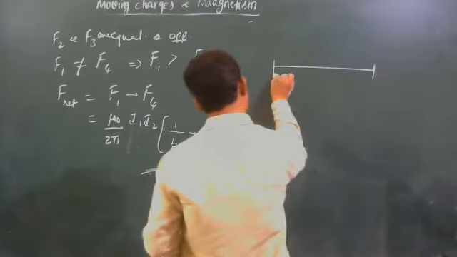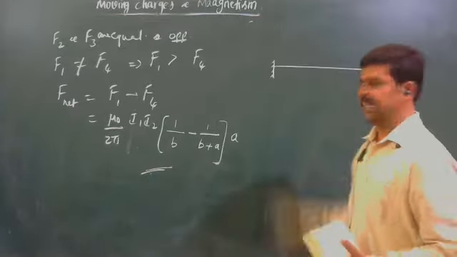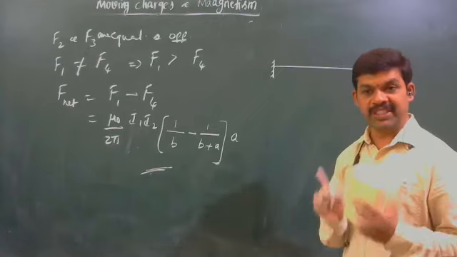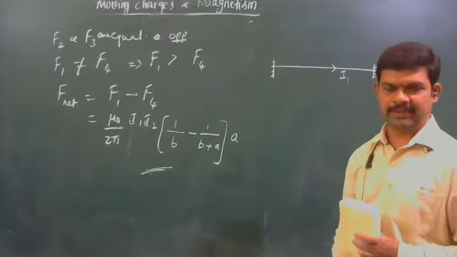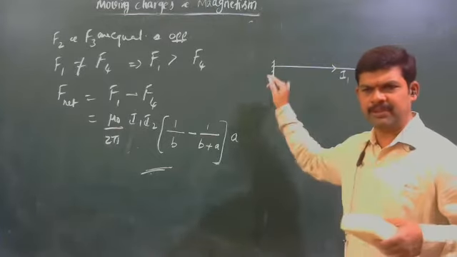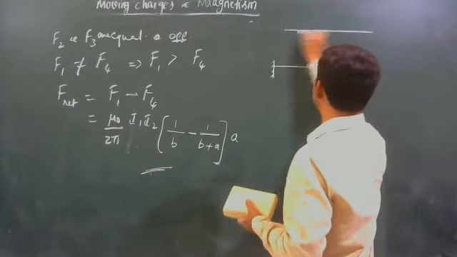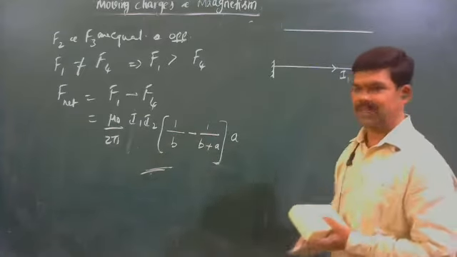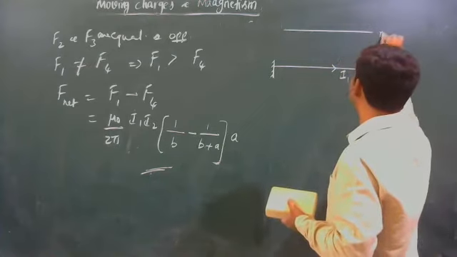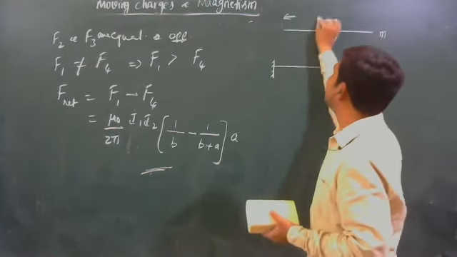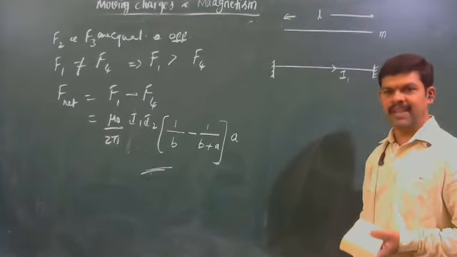There is one conductor which is fixed between two rigid supports. This is a long conductor fixed between these two. Above it there is another conductor which is free. This is another conductor. Its mass is M and its length is L.